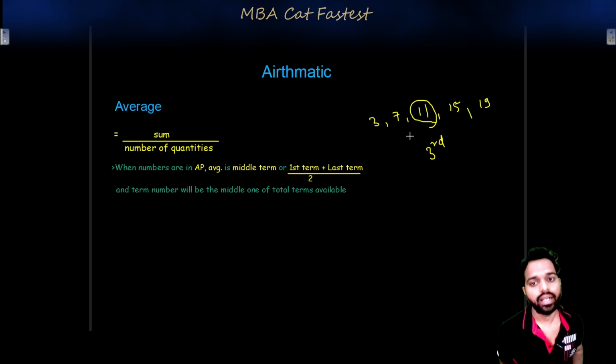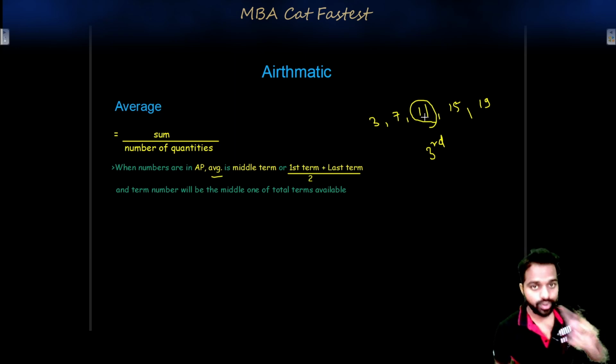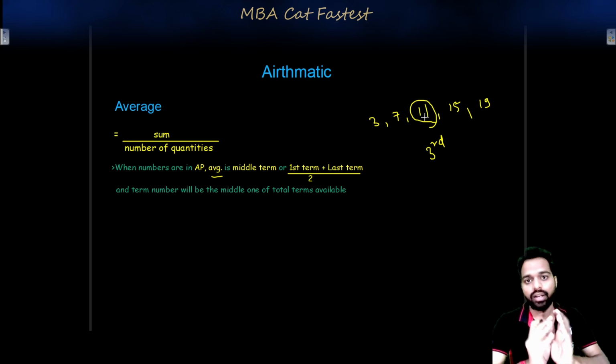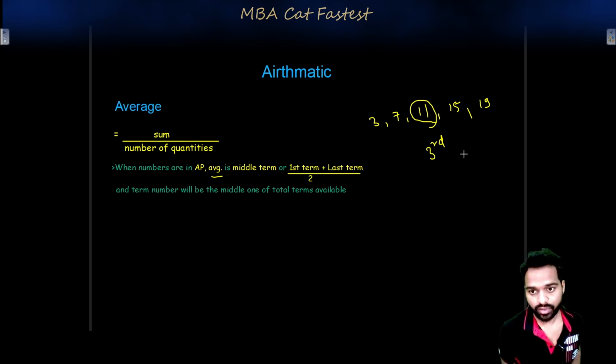In case of an even number of terms available for the AP, the term number will come in point 5, but it does not matter since we are 100% focused on taking the average. You will get the correct average of the two terms in which the point 5 is going to come. Let's say the term number is going to come 4.5, which means it will be the average of the fourth term and fifth term. That's it.